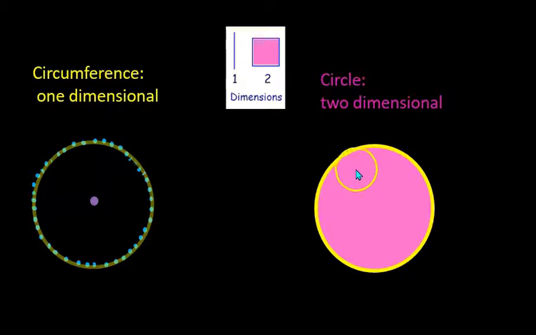The circle itself is this pink area. It's a flat surface and it has area. We will be measuring the flat surface area with the number of square units it takes up. Again, we need to understand the difference between one-dimensional and two-dimensional. Then we will understand the difference between a circle itself and the circle's boundary, which we call the circumference.